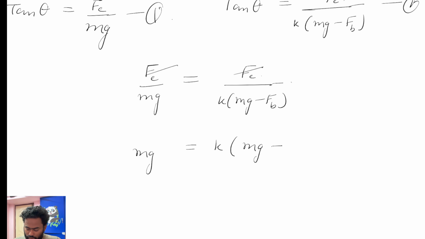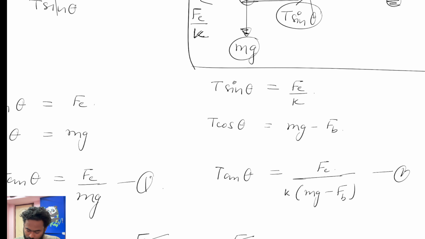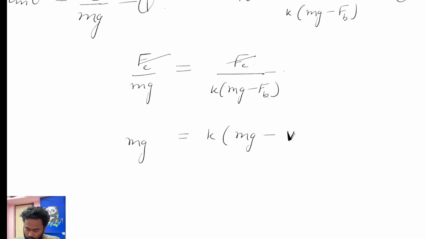So let's see the buoyant force. The buoyant force will be given by the volume of the liquid displaced, and that will be the volume of the sphere. Whatever volume the sphere has, the same amount of liquid it will displace. This sphere has some volume, so that amount of liquid it will displace. So volume into density of liquid into g is the force.